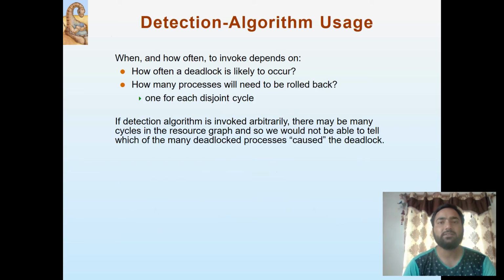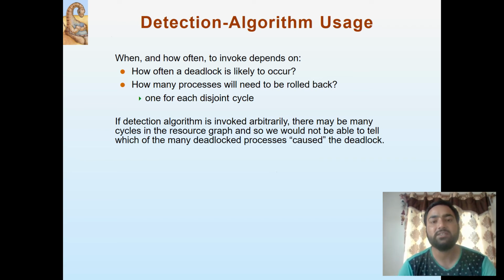So for this detection algorithm, when and how often to invoke it depends upon how often a deadlock is likely to occur. That means when and how we use the algorithm depends upon the frequency of the deadlock happening in the system. We will check that, and how many processes will need to be rolled back. That means if a deadlock situation is there, we have to identify how many processes we need to roll back to get it into the safe state.